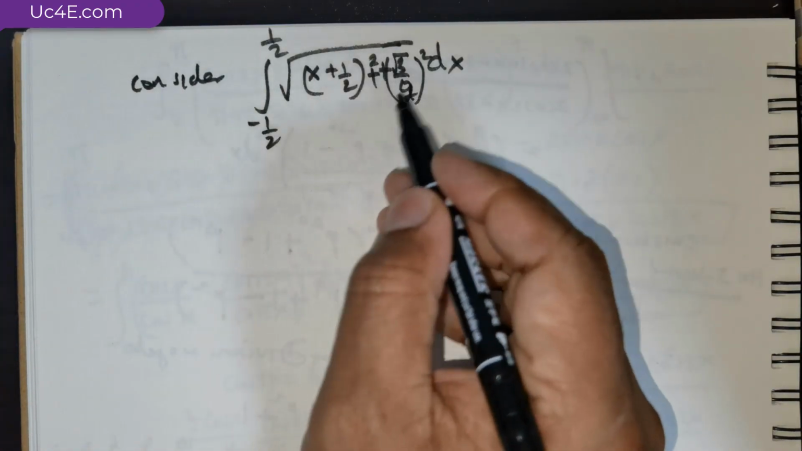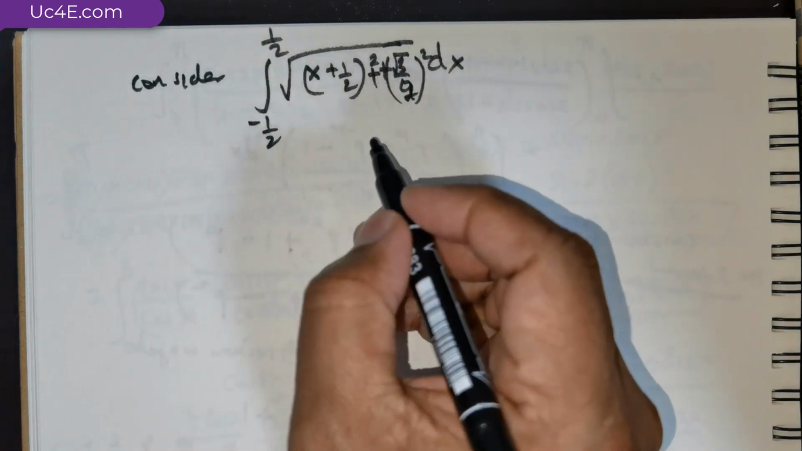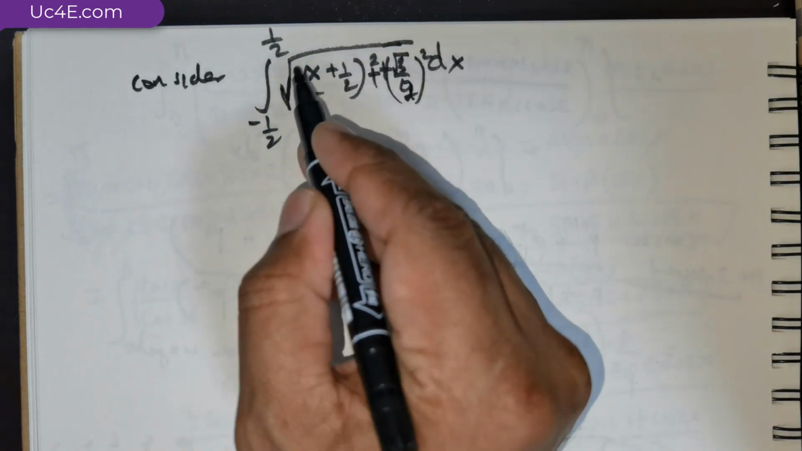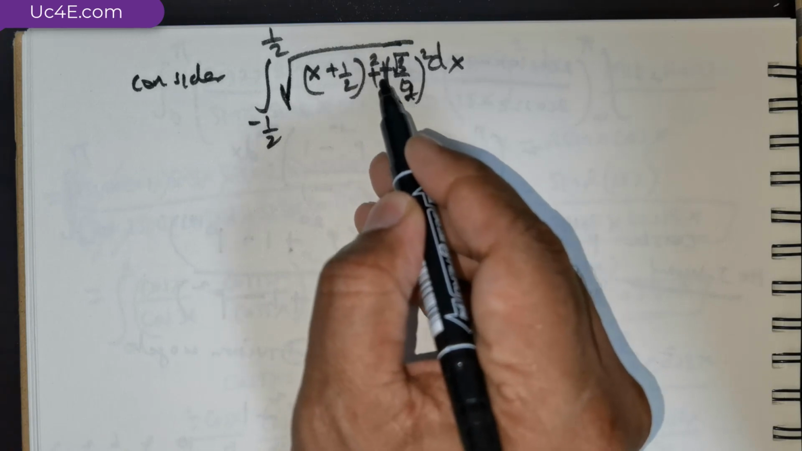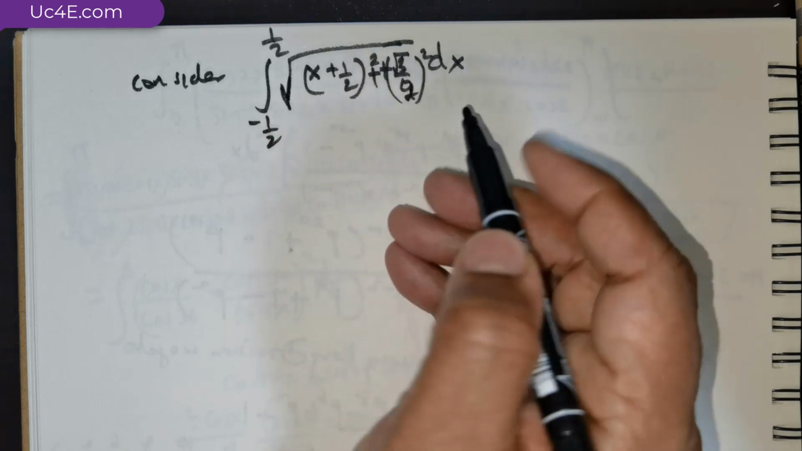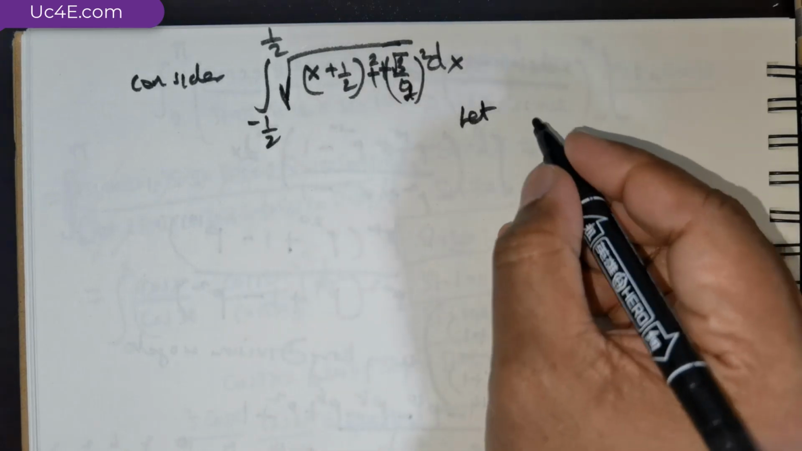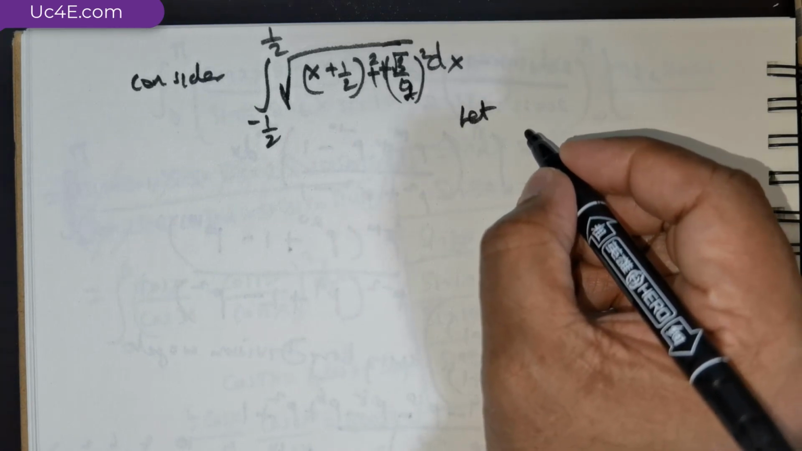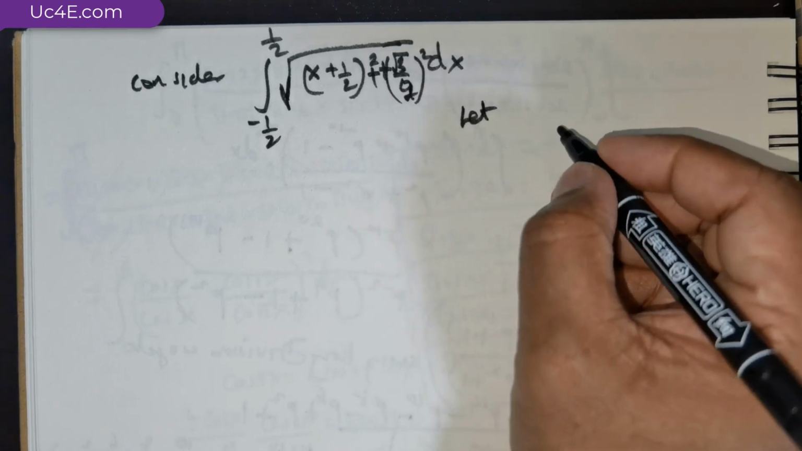Okay, so as mentioned, I have just taken the first integral. We have got root of x positive 1 over 2 raised to the power of 2 positive root of 3 divided by 2 raised to the power of 2. So now I would be taking the assistance of hyperbolic substitution.